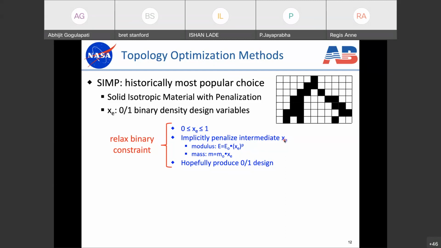So during the optimization process, we're going to gently nudge all of our design variables to go all the way to 0 or all the way to 1. We don't want to be too heavy-handed about it. We just want to implicitly nudge these design variables to do that. And the way that we do that is through this very simple mathematical trick here.